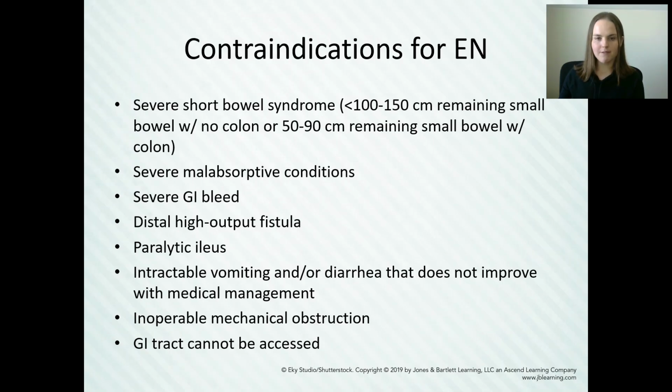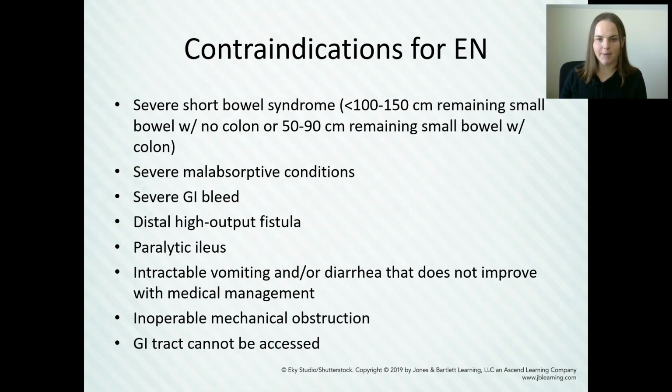Okay, and then save this for your clinical practice. I think this is a really handy chart table to use. These are the contraindications for enteral nutrition. So, severe short bowel syndrome. If they have less than 100 to 150 centimeters remaining of their small bowel with no colon, or less than 50 to 90 centimeters and they do have a colon, that's going to be considered severe short bowel syndrome, and they're probably not going to do well with enteral nutrition.